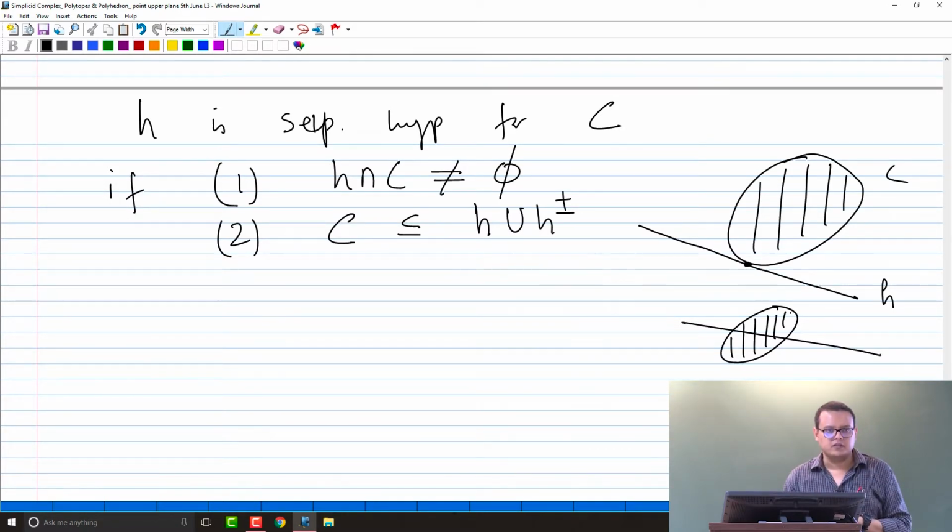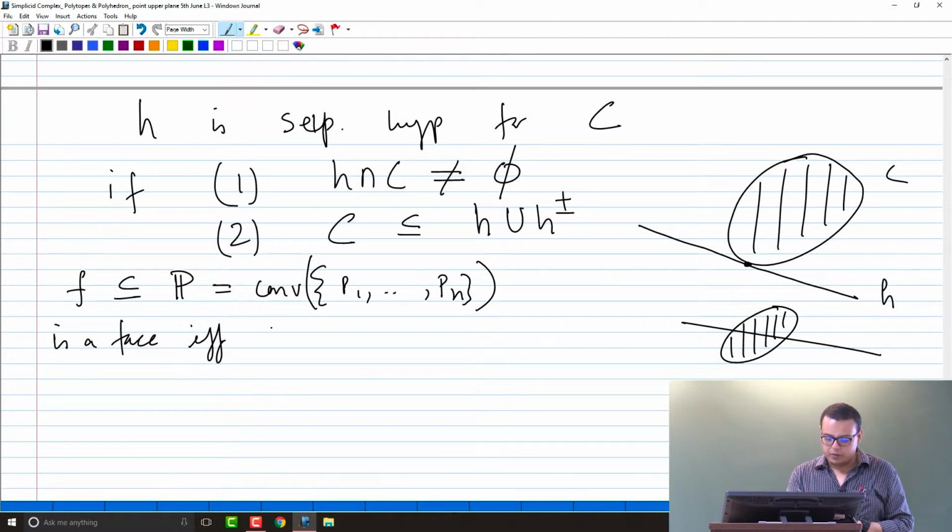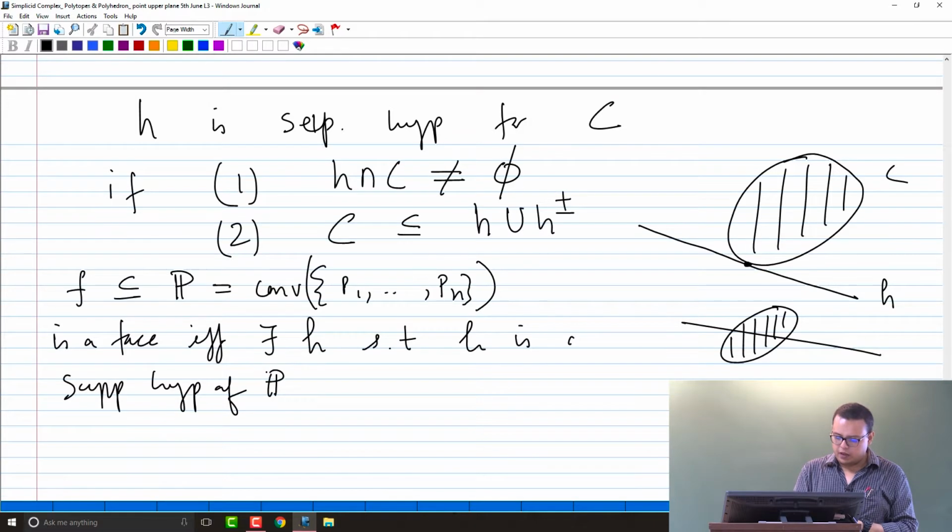Now, how do we define faces? Let us say you again have a polytope P, which is the convex hull of some set p_1 to p_n. F is a face if and only if, and I am purposefully putting if and only if, I do not want to prove this as a separate theorem, there exists a hyperplane H such that H is a supporting hyperplane of P, and P intersection H is equal to F.